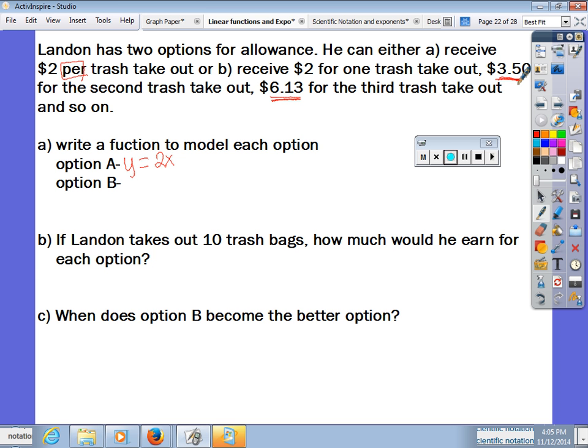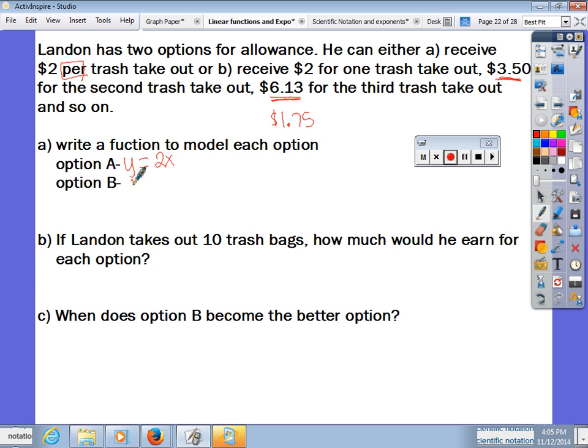And when you do that, you're going to get a decimal. And that decimal is going to be rounded to 1.75. And you could check. 2 times 1.75 is 3.50. 3.50 times 1.75 is going to round to about $6.13. And remember, we're rounding to 2 decimal places because it's money.